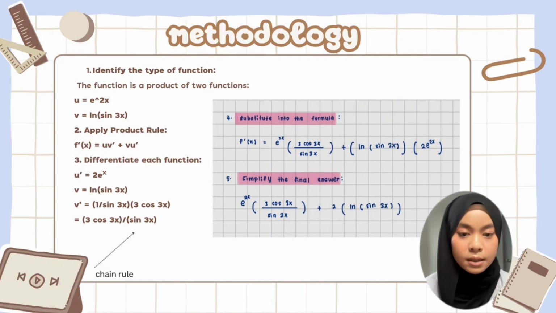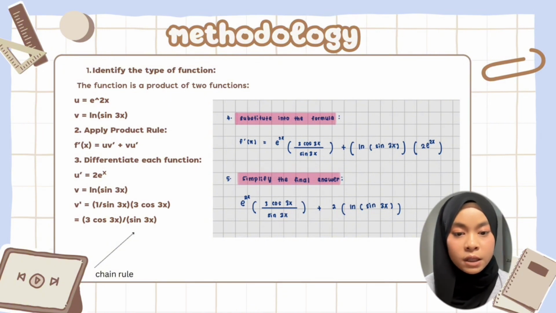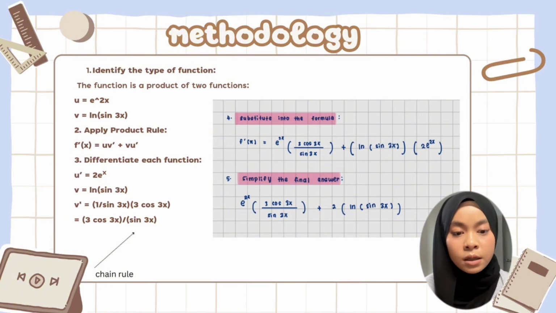The second function is defined as v = ln sin 3x. To differentiate this function, the logarithmic differentiation rule is applied. The derivative of ln x is 1 over x, so the derivative of ln sin 3x becomes 1 over sin 3x multiplied by the derivative of sin 3x. Next, the chain rule is applied to sin 3x. Since the derivative of sin 3x is 3 cos 3x, the result is 3 cos 3x over sin 3x.